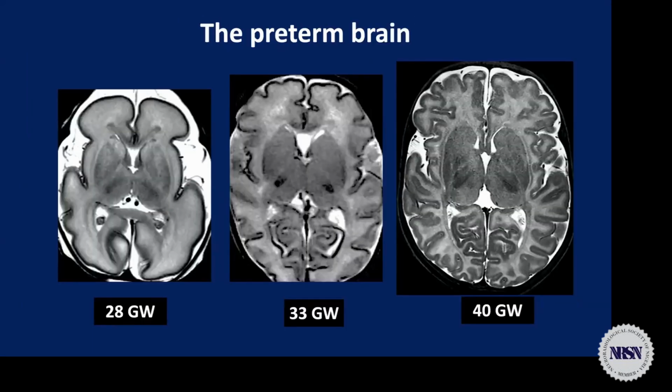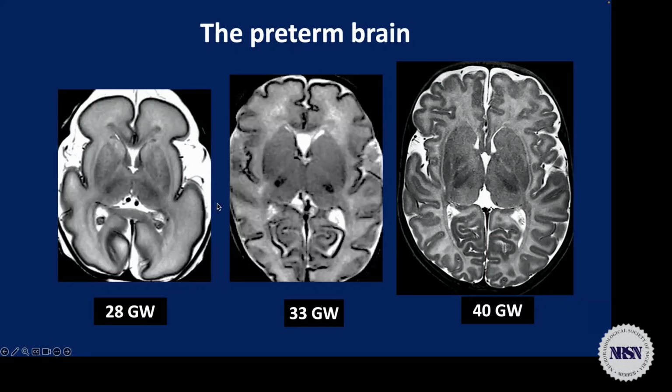So, what about the preterm brain? In preterm brain, you have to increase further TR and TE because white matter is extremely rich in water. You can see T2 weighted image of a 28 gestational week preemie, a 33 gestational week preterm newborn, and a term newborn.